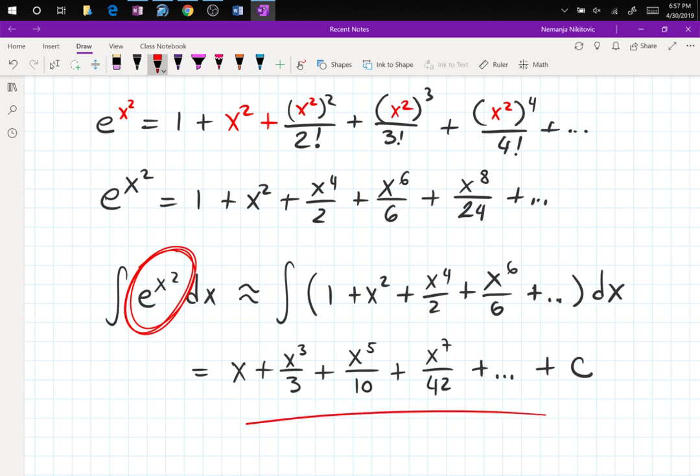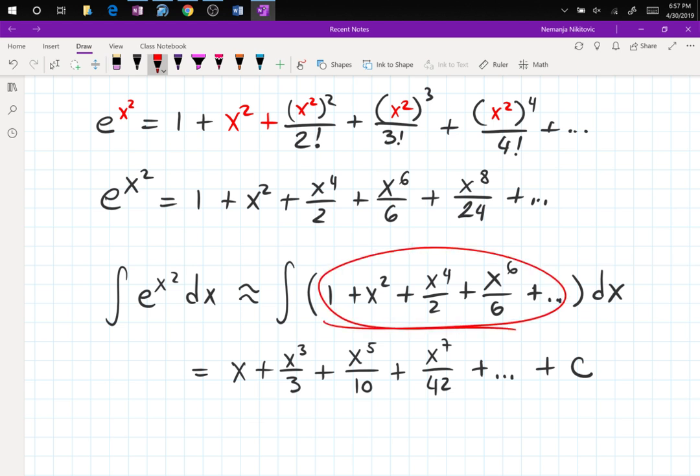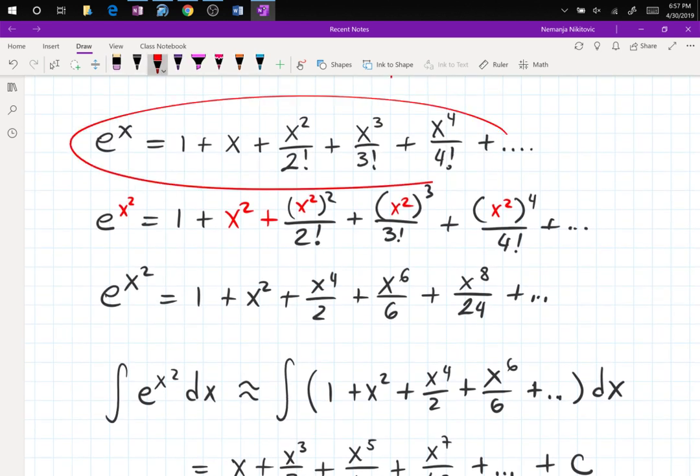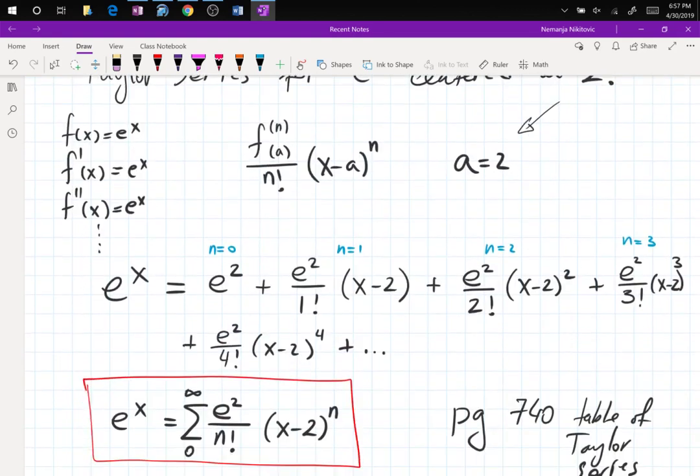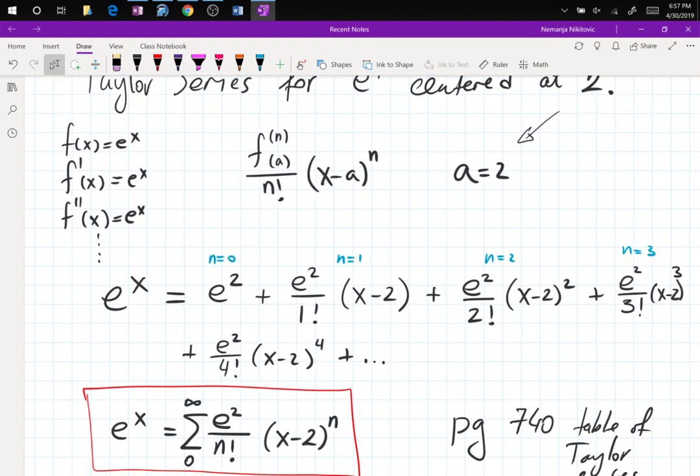Yes? I have a question. How did you get the first step? Which first step? This? I memorize it. If you don't know it, you go to the page, because it's a Taylor series.